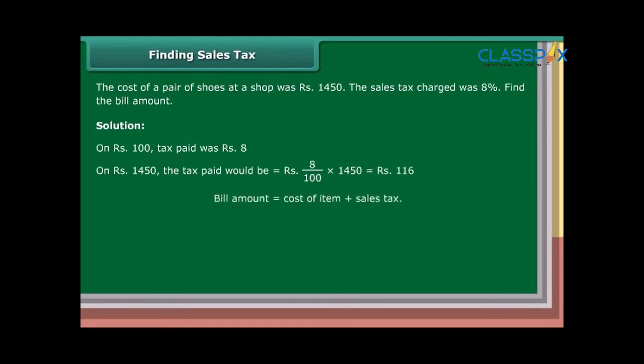Bill amount is equal to cost of item plus sales tax, which is equal to rupees 1450 plus rupees 116, which is equal to rupees 1566.